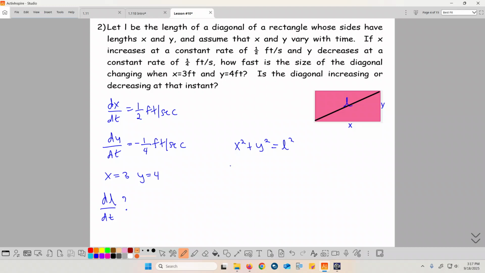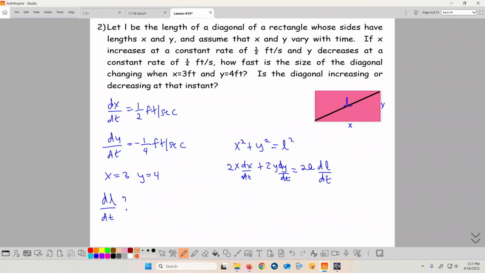Alrighty, and just use the power rule on this when we derive implicitly. So when we derive x squared, we're going to get 2x dx/dt. When we derive y squared, we're going to get 2y dy/dt. And again, every derivative here is in terms of time, which is why we're always putting all our derivatives over dt. And when we derive L squared, we get 2L dL/dt. Okay?